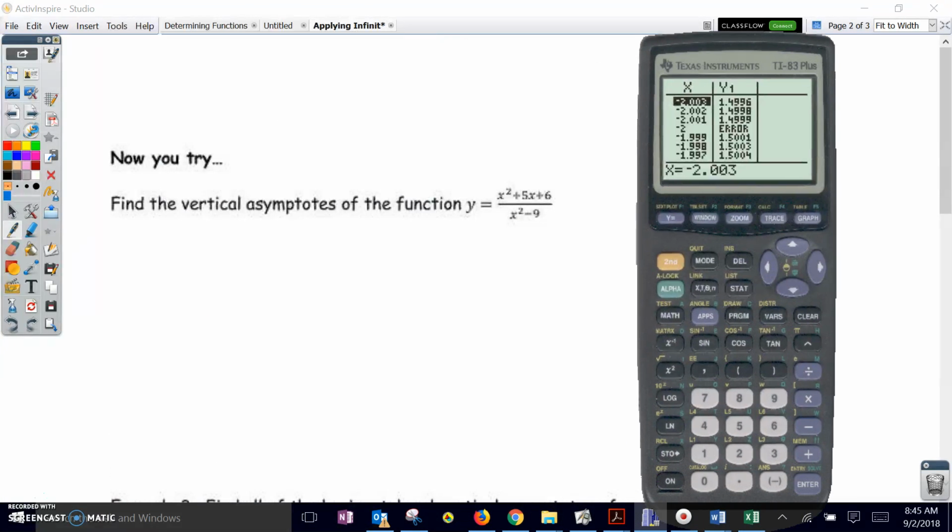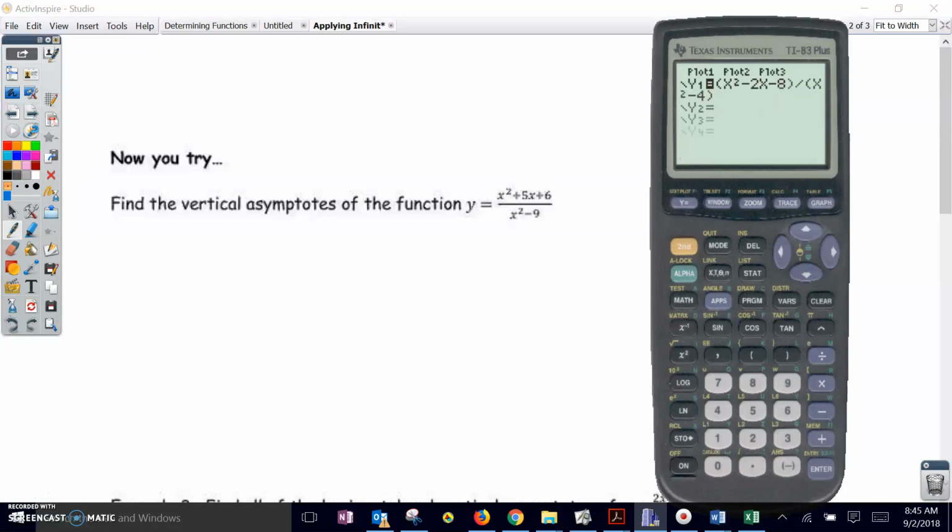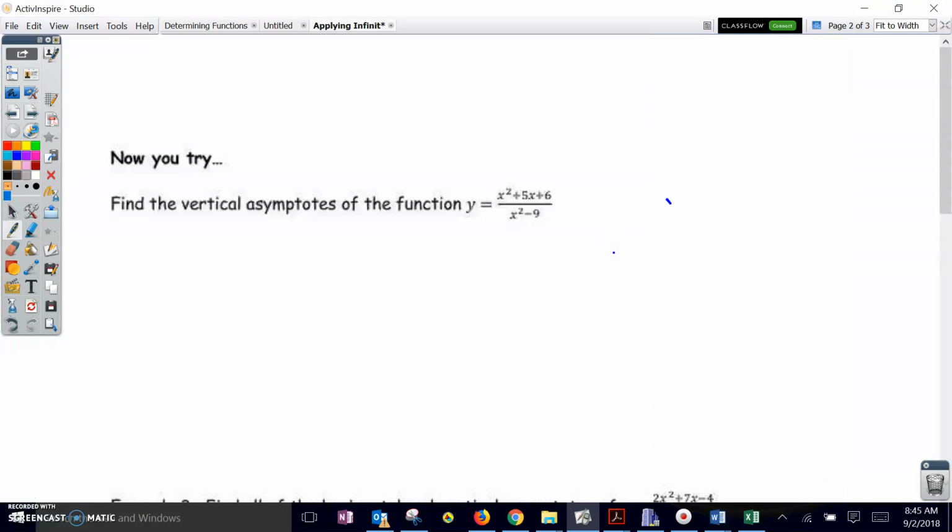Okay, so the first thing I would do to find this is I would go ahead and type my function in there. x squared plus 5x plus 6 over x squared minus 9. Now my candidates here are where the denominator is equal to 0. So x equals plus or minus 3.